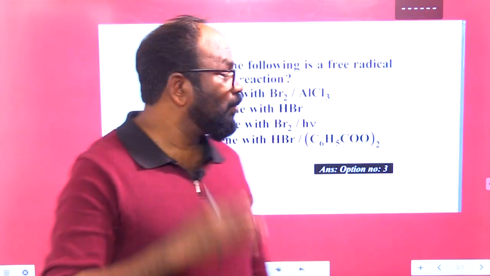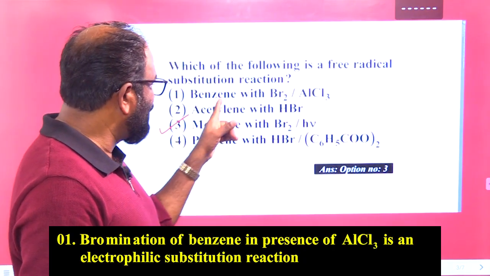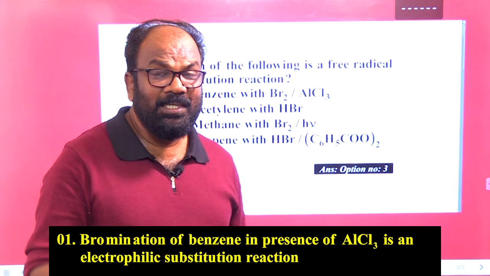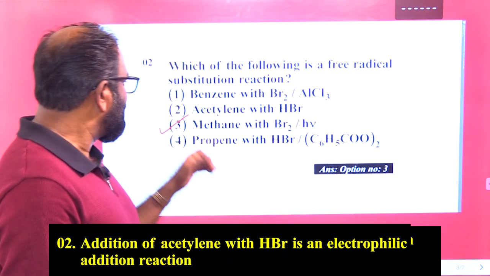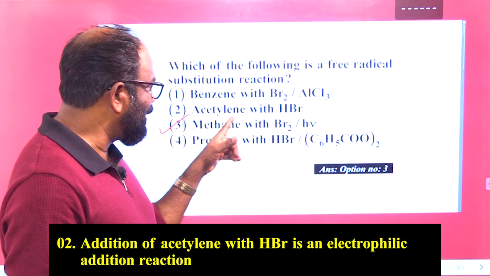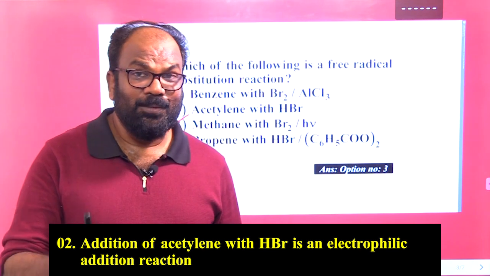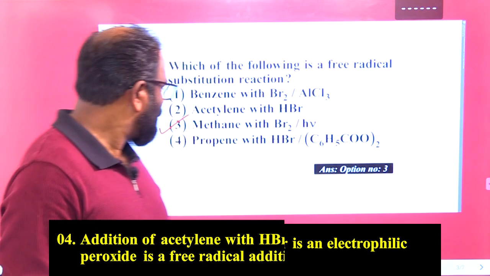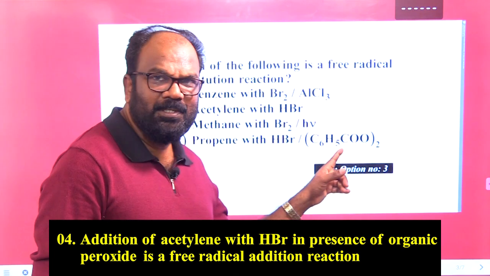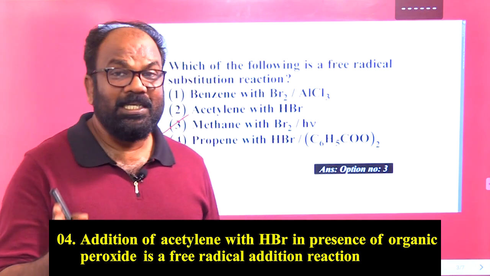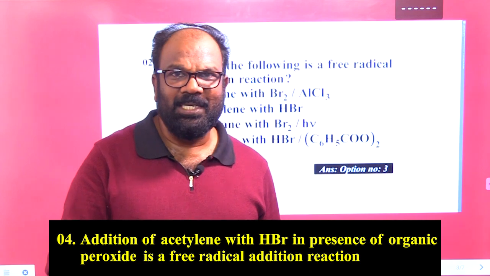Here option number 1, that is bromination of benzene in presence of AlCl3, is an example for electrophilic substitution reaction. Option number 2, that is addition of acetylene with HBr, is an electrophilic addition reaction. Option number 4, addition of propene with HBr in presence of an organic peroxide, is an example for free radical addition reaction.